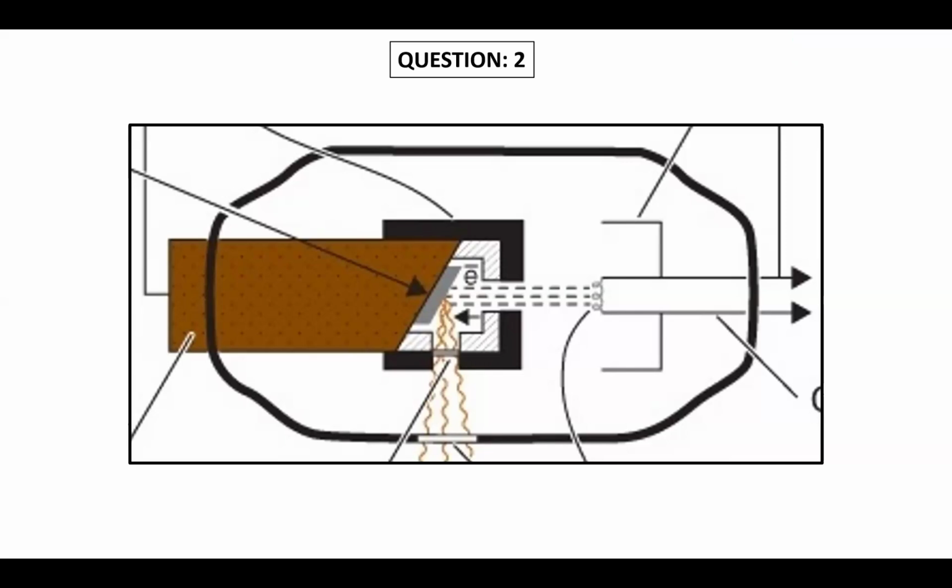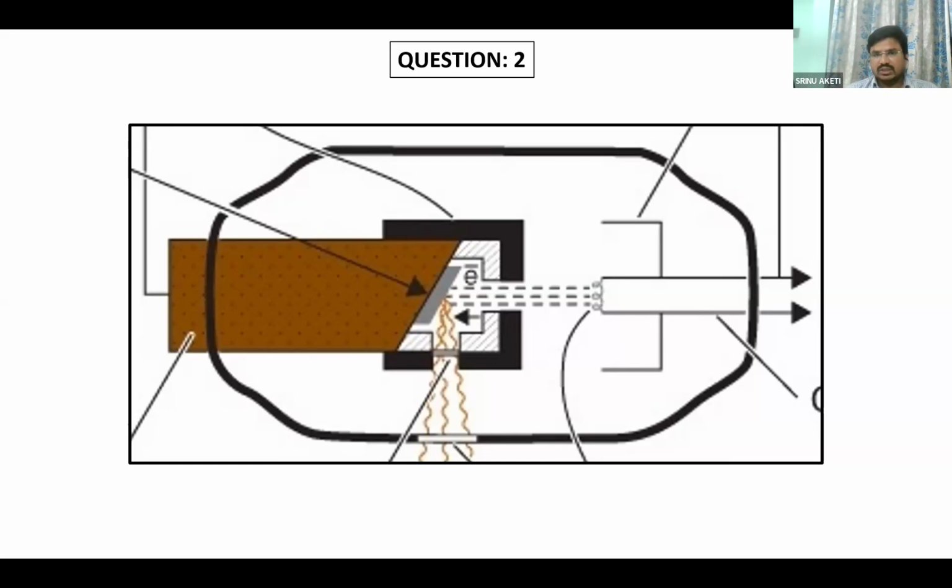When these high-speed electrons hit the target, the energy will be released, sir, mainly by Bremsstrahlung, and characteristic radiation.